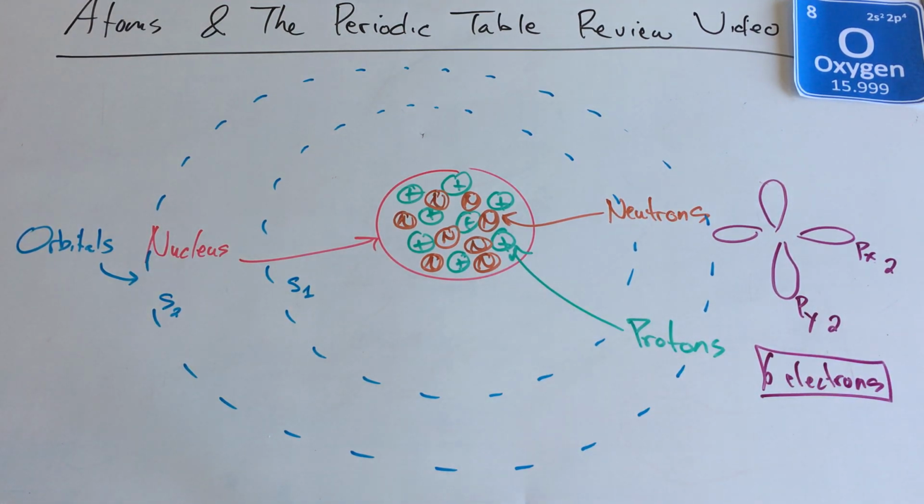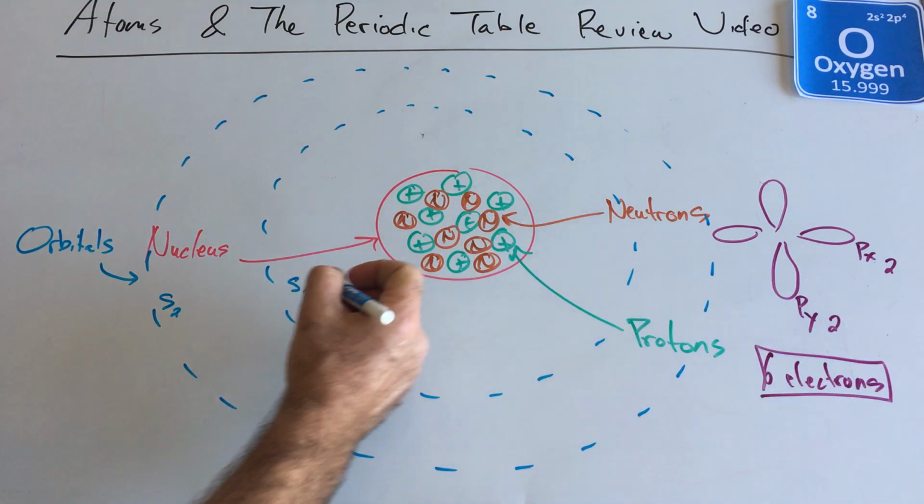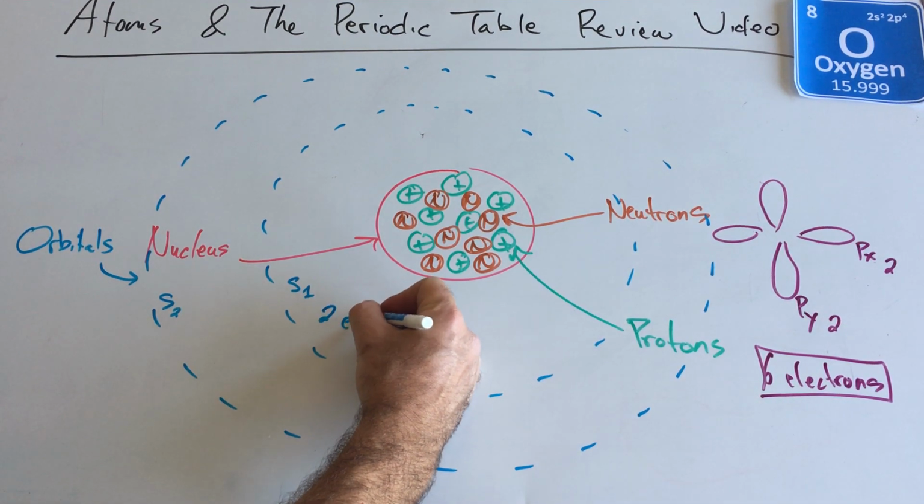Where the S, well, there's only one shape. They don't have all these funky shapes. So each S can only hold 2 electrons.